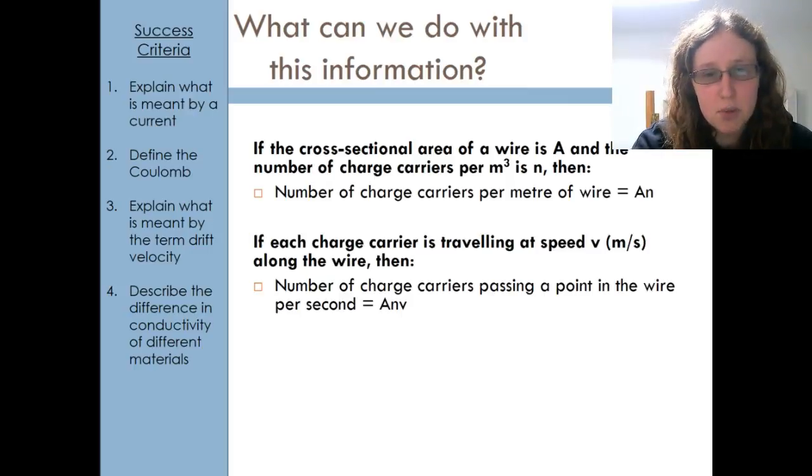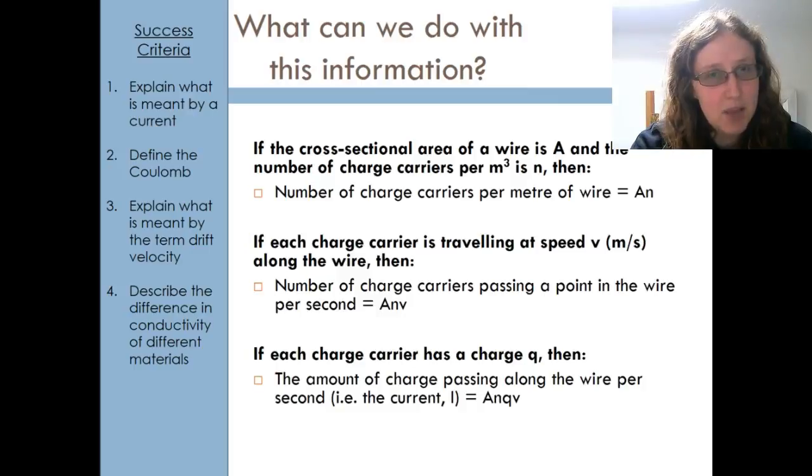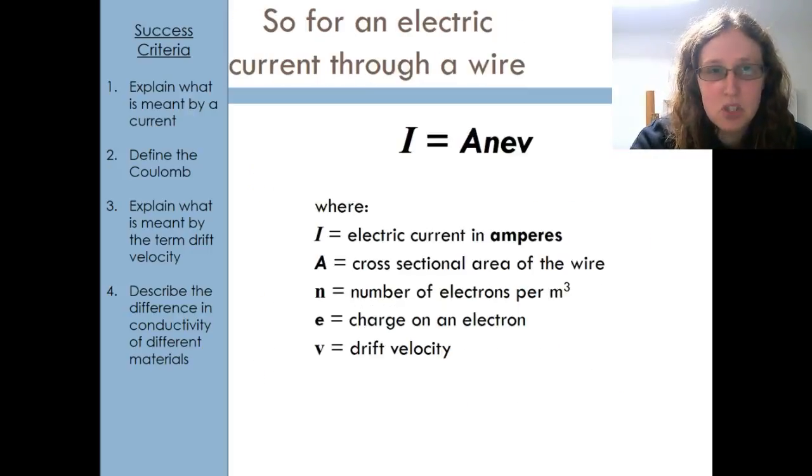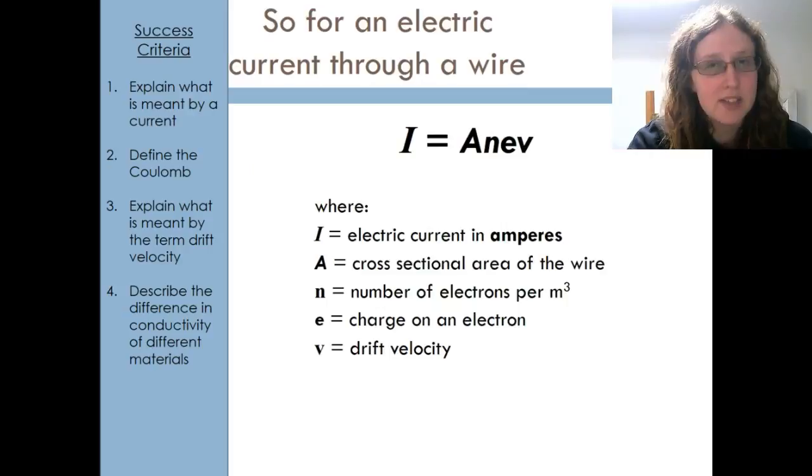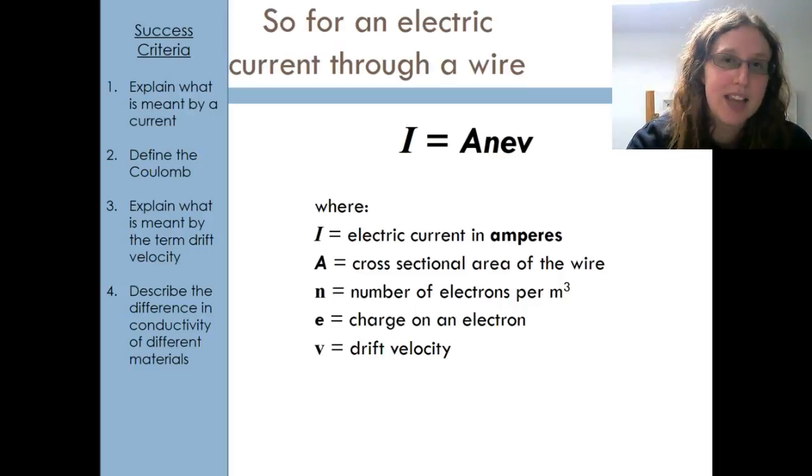So if I want to get the number of charge carriers passing a point in the wire per second, I now have ANV. But we also said I need to think about the amount of charge each of my charge carriers has, so let's call that Q. So the amount of charge passing along the wire per second is going to be ANQV. Now, if I'm just thinking about electric current in a wire, instead of Q, I can use E for the charge on an electron. And I get a new equation where I equals ANEV.